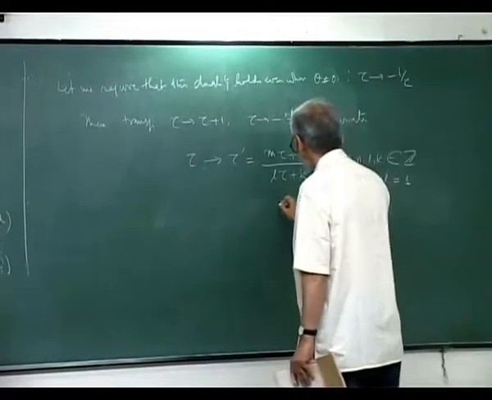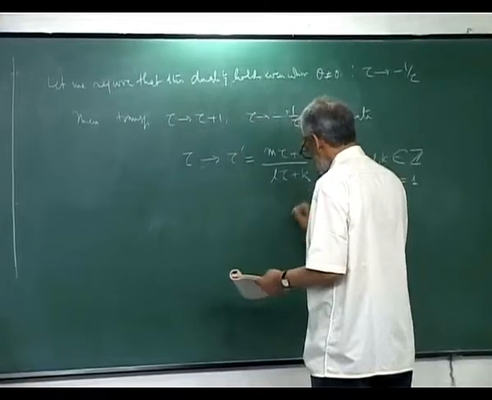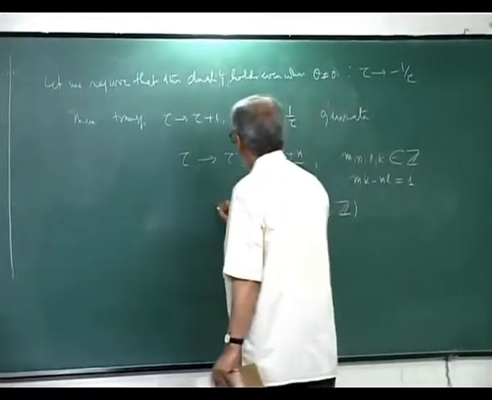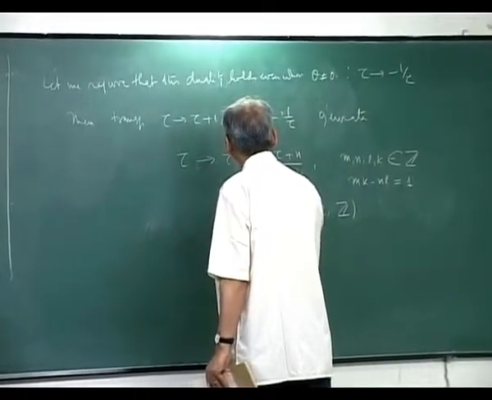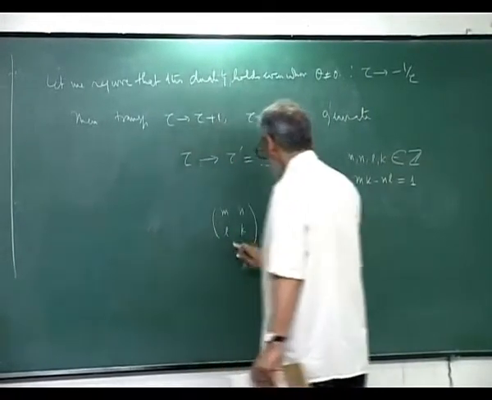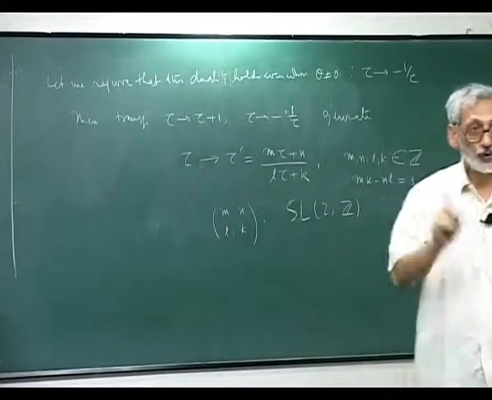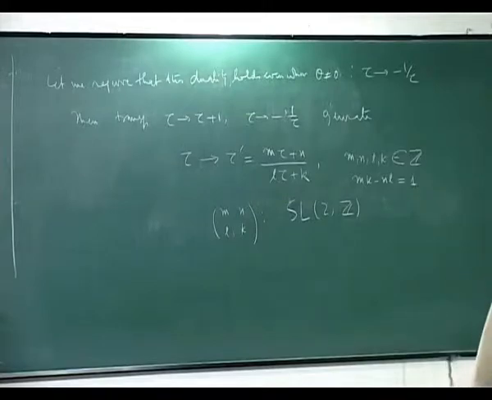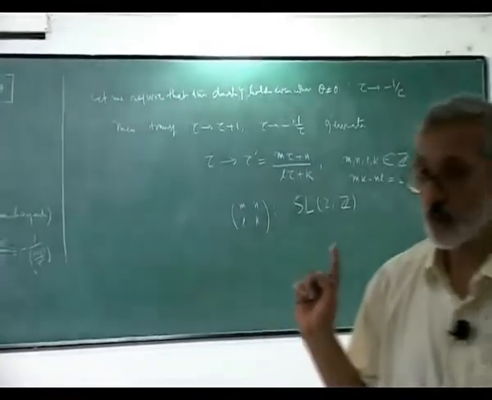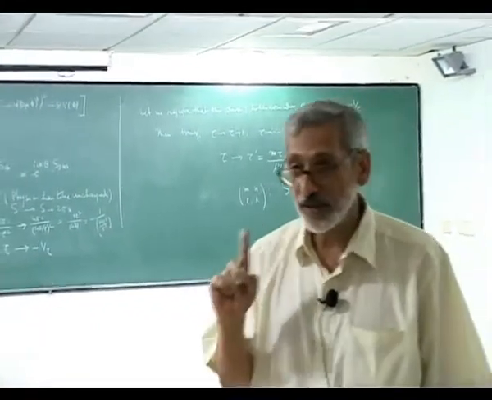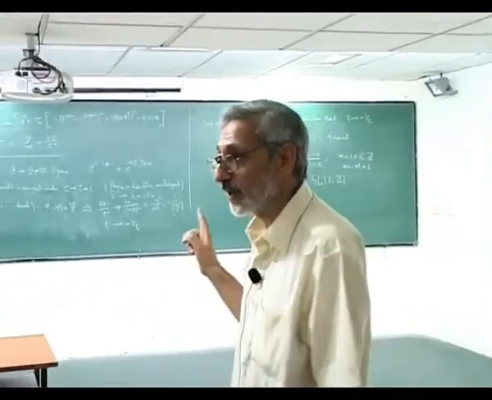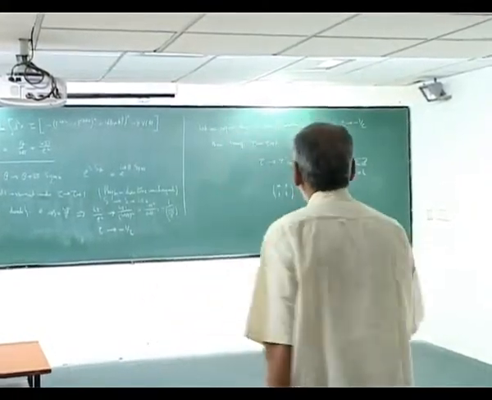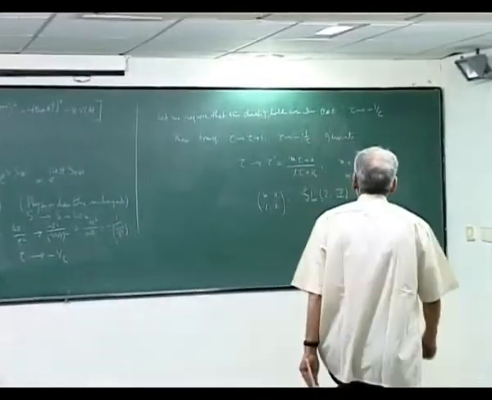And these transformations form a group, SL(2,Z). These m, n, L, k form the set of 2 cross 2 matrices with unit determinant and all entries integers, that form a group, and these are the generators of this group.